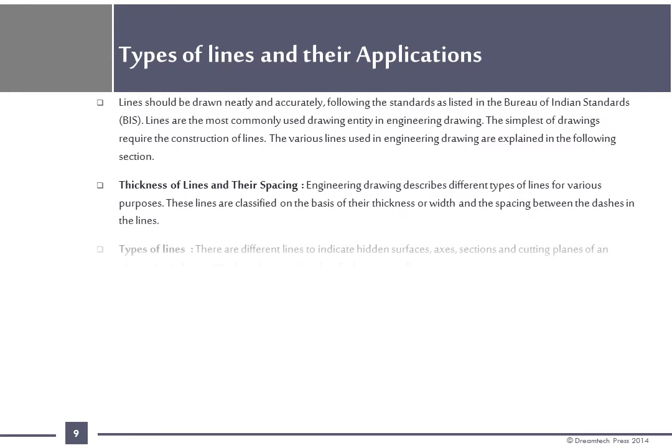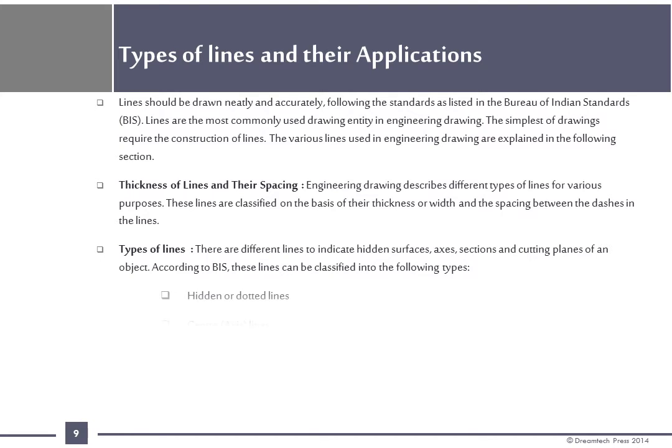Engineering drawing describes different types of line for various purposes. These lines are classified on the basis of their thickness or width and the spacing between the dashes in the lines. Types of lines. There are different lines to indicate hidden surfaces, axes, sections and cutting planes of an object. According to BIS, these lines can be classified into the following types: hidden or dotted lines, center axis lines, hatching or section lines, cutting plane lines.